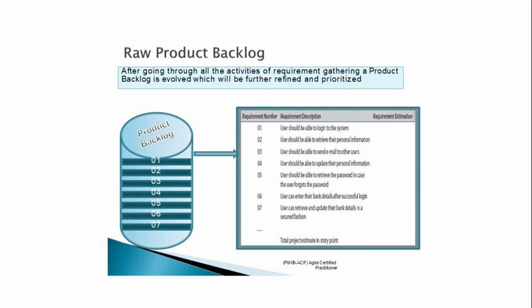After going through all the activities of requirement gathering, a product backlog is evolved which will be further refined and prioritized. This backlog includes a list of requirements that need to be addressed, such as user authentication, data retrieval, and system notifications. Each requirement is described with conditions that must be met, ensuring a comprehensive approach to product development. The backlog serves as a dynamic roadmap guiding the project towards successful completion.